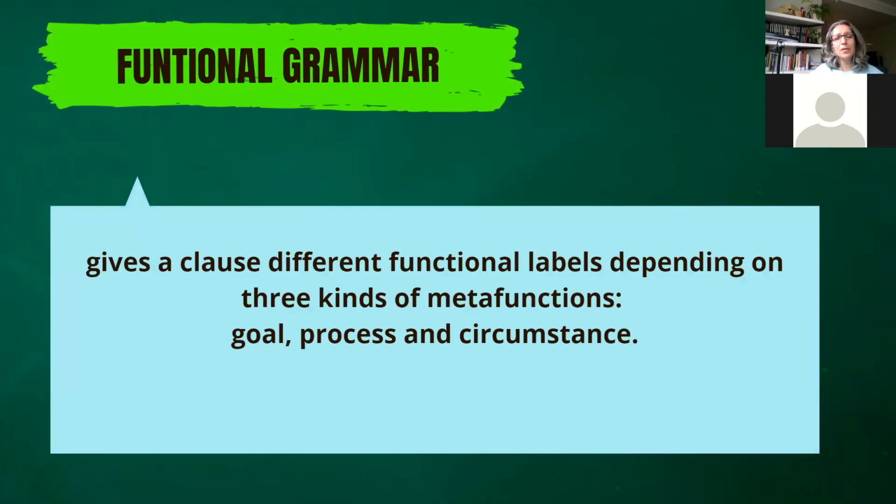Functional grammar gives a clause different functional labels depending on the 3 kinds of meta functions. So those are the function that it plays in context, not necessarily in the sentence, but in the context. So those functions are the goal. So usually we see that as being who is it that's doing an action, the process, which is the action, and the circumstance, which is everything else. It's your objects and your indirect objects and your descriptors and your connectives, everything else. So it doesn't break it down as thoroughly as traditional grammar does, and it's highly subject to interpretation and personal interpretation.